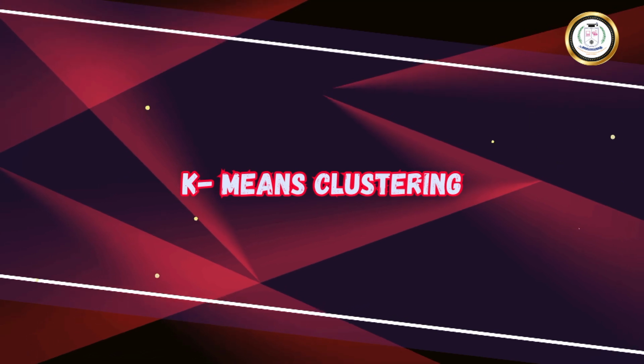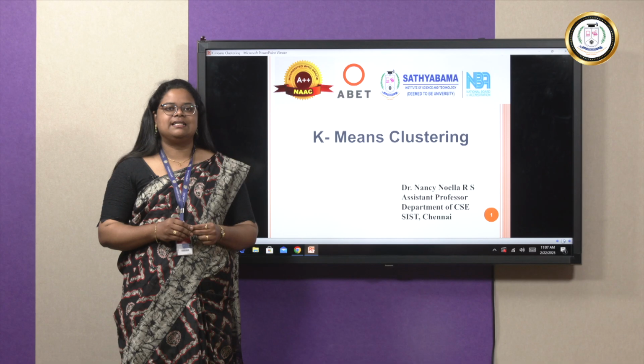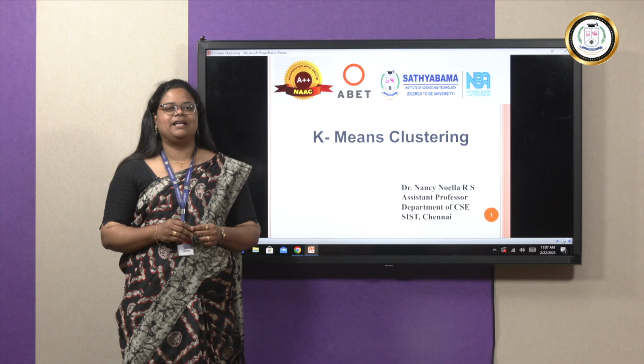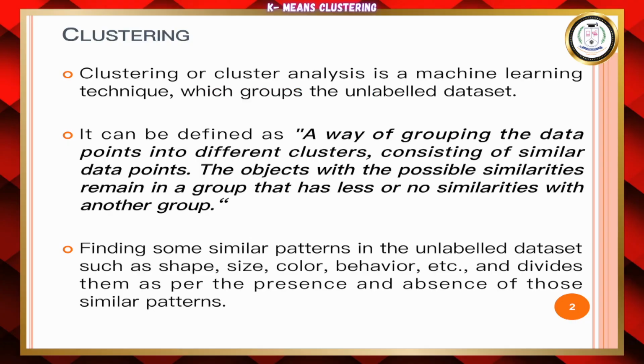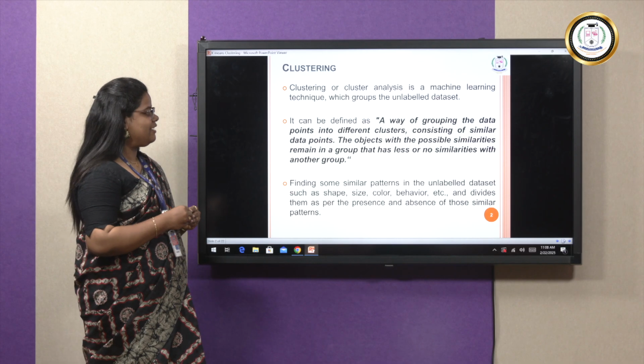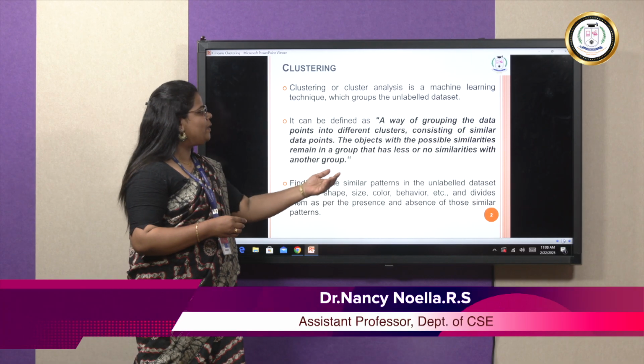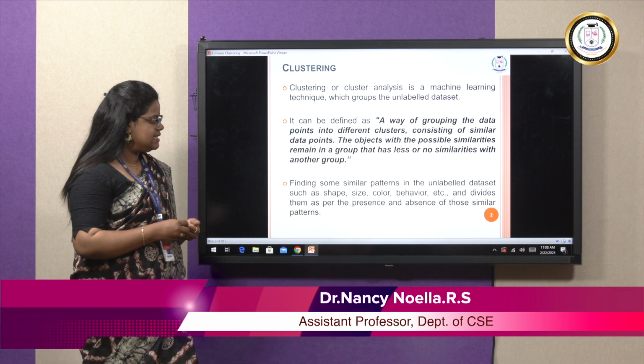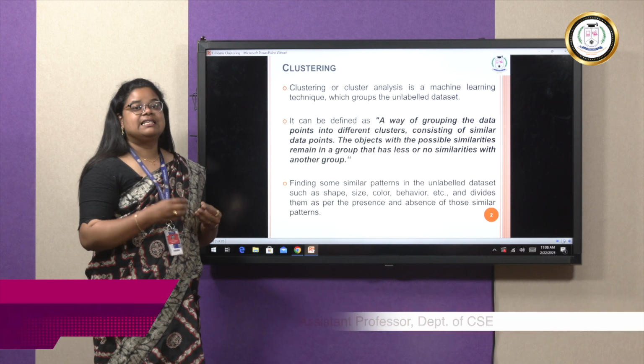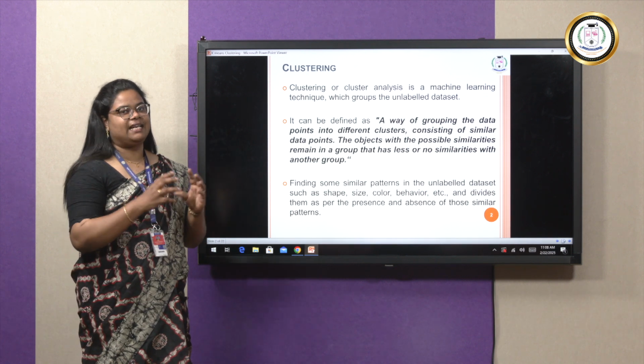So the word clustering itself, you all know, it's an unsupervised learning algorithm. The word meaning is grouping. So we can tell clustering or cluster analysis, it's a machine learning technique which comes under unsupervised learning algorithm. Unsupervised learning algorithm means unlabeled data. The definition of clustering we can tell it's a way of grouping the data points into different clusters considering the similarity between the data items in a data set.